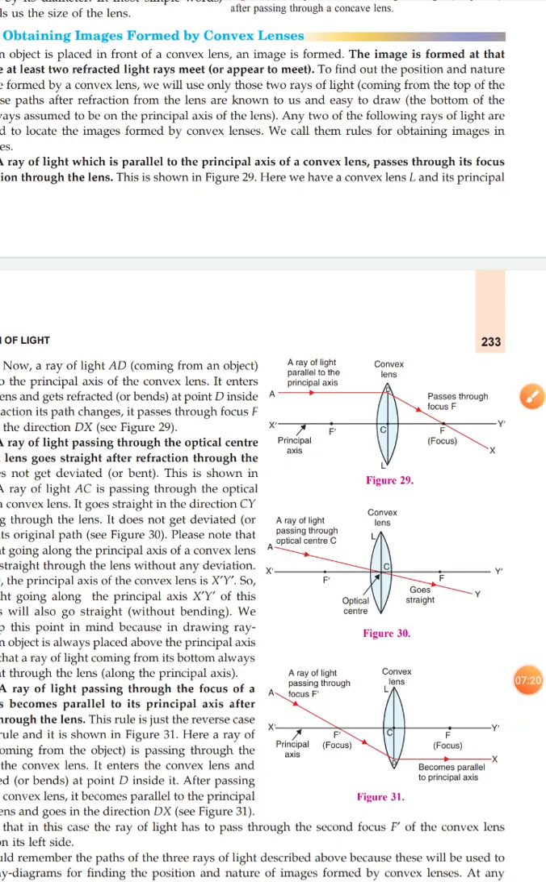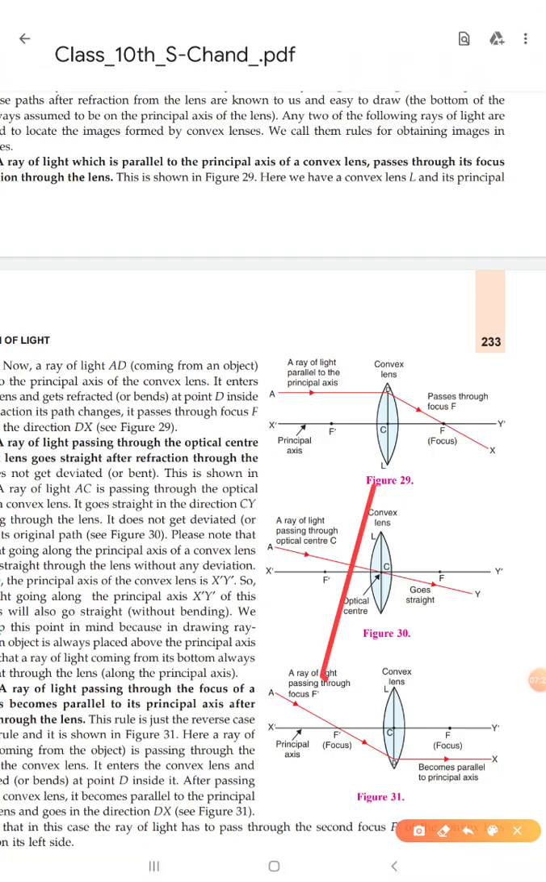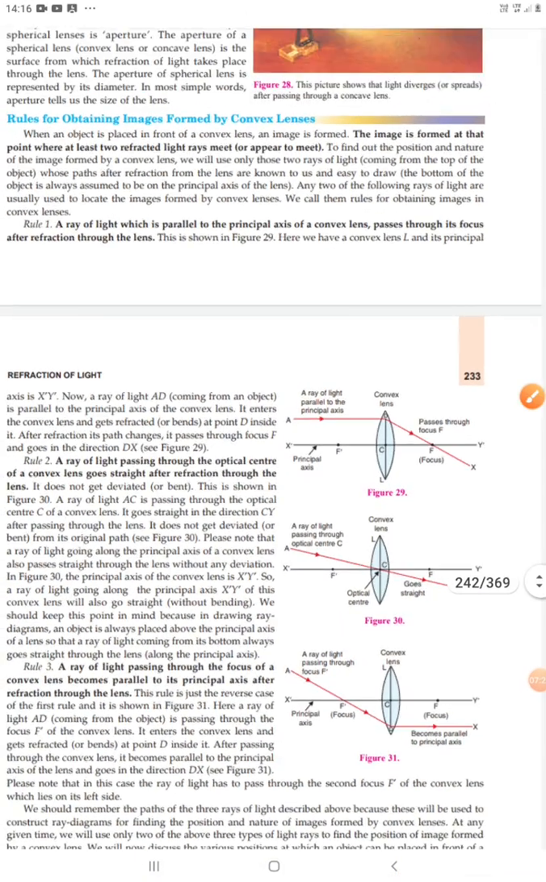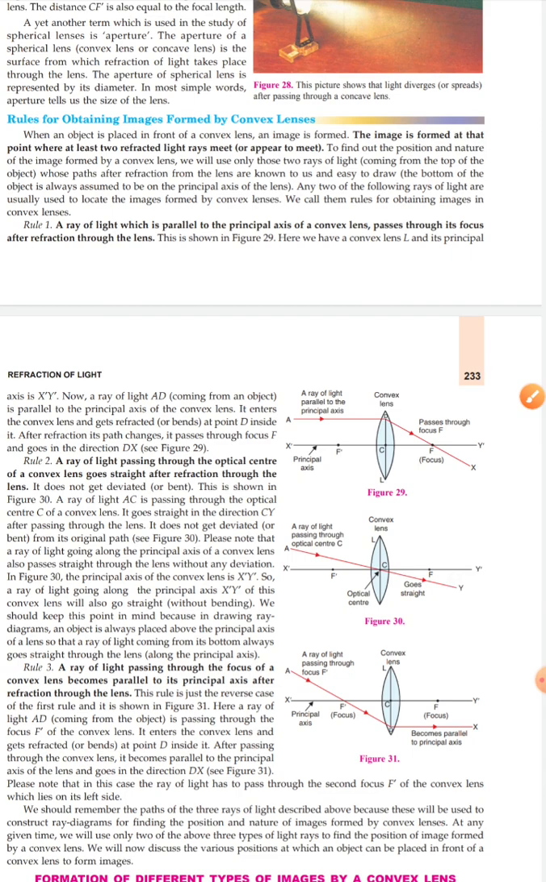So to find out the images, there are different cases. There are 6 cases in convex lens and 2 cases in concave lens. There are some important rules for obtaining images formed by a convex lens. At first, these rules are the same as for mirrors.